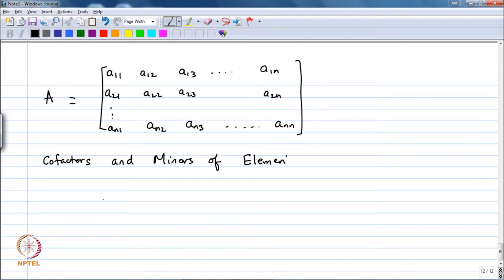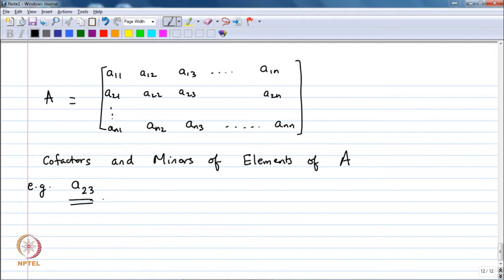For example, let me take a specific example. If you take A23, consider A23. Now, if you want to find the cofactor of A23 or the minor of A23, what you do is, first let us say the minor of A23.